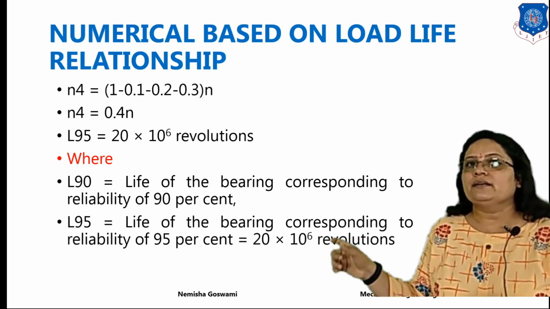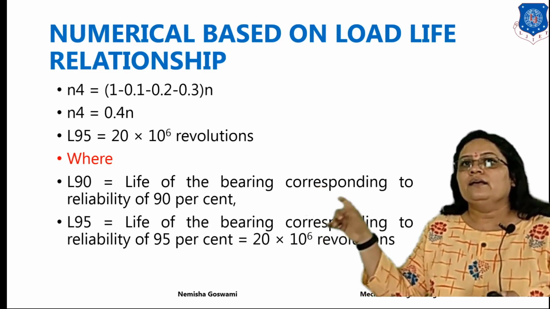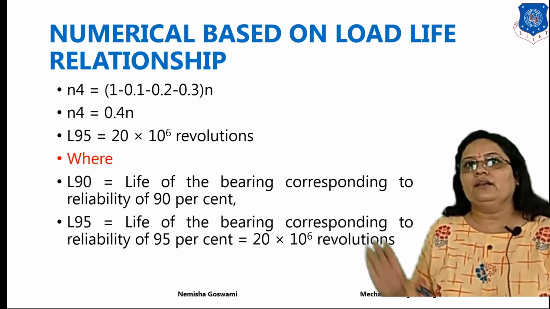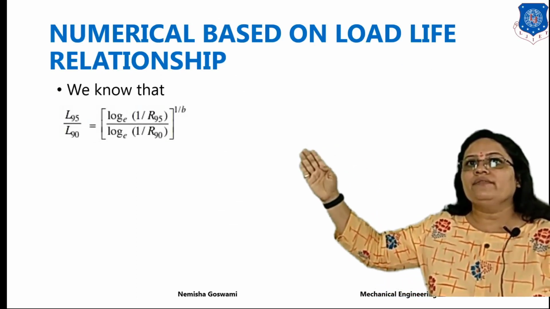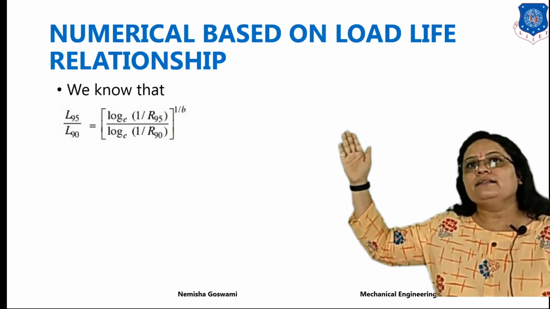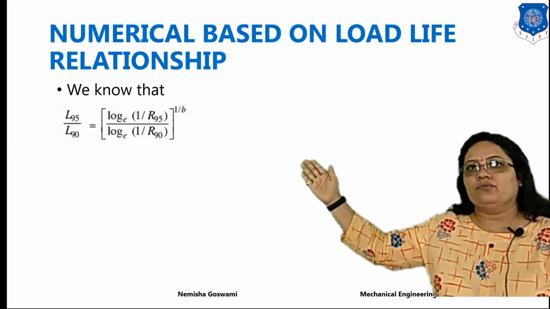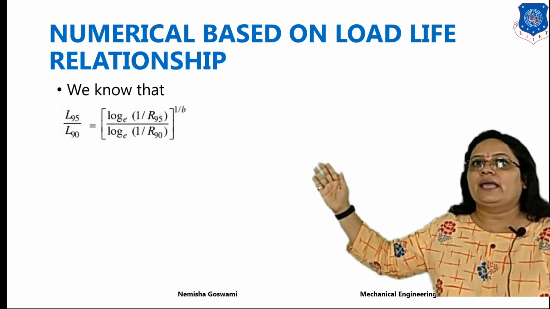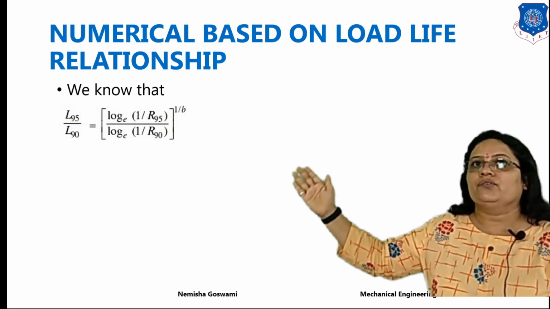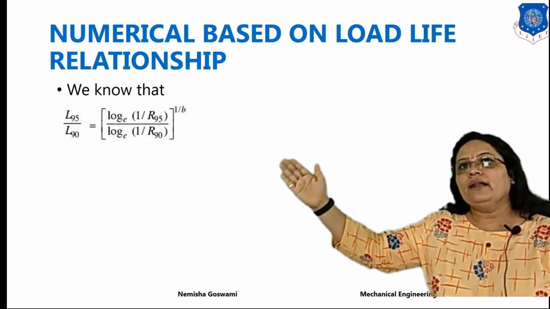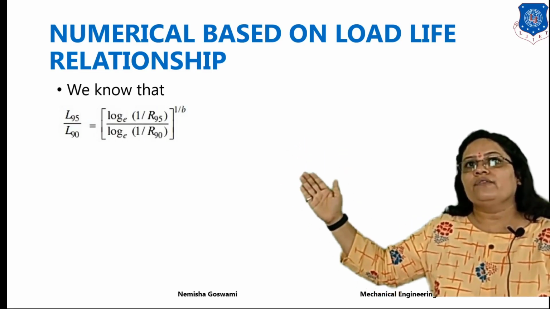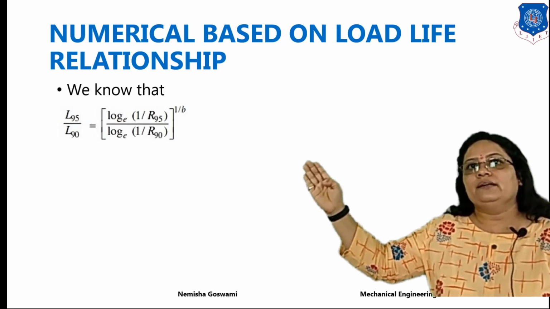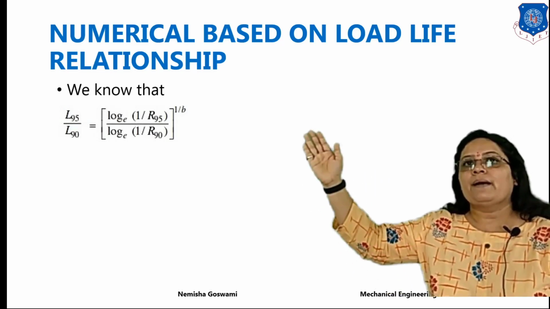So 95% life is given, 90% life is not given, and we have to find this value. So how to find this? We know the relation between reliability other than 90% and with respect to 90%. So L95 divided by L90 is equal to log of 1/R95 divided by log of 1/R90, whole power 1 upon V.